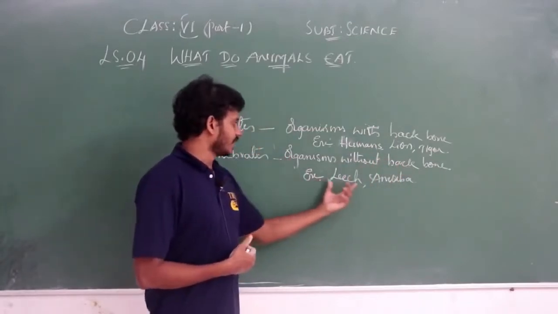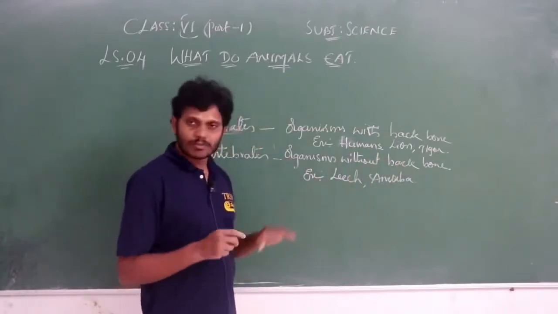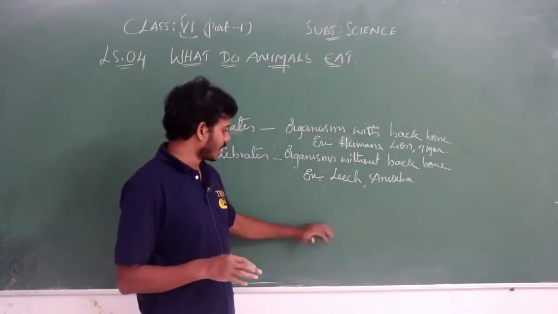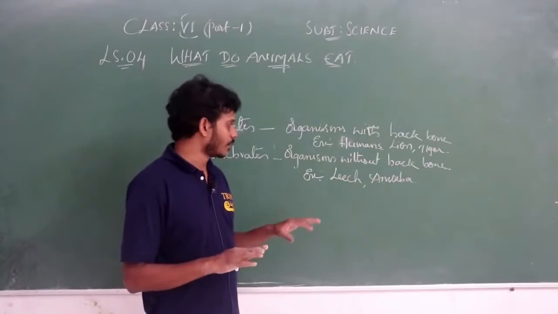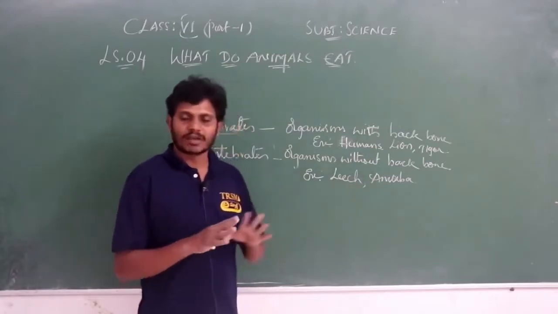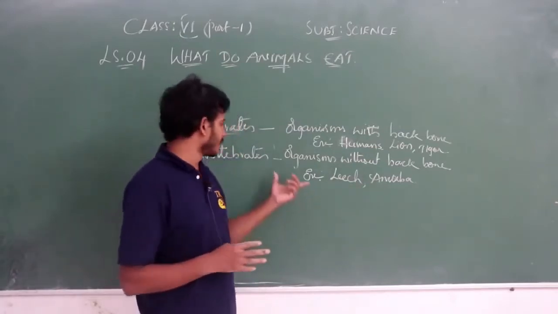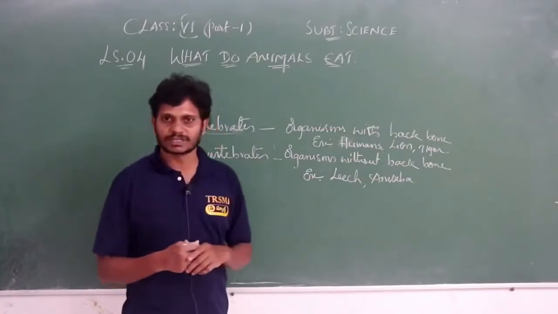And invertebrates are organisms without backbone, as I said. Examples for this: leech, it doesn't have a backbone, it just moves like this. Even the earthworm is also not having any backbone. Amoeba is not having any backbone. These come under invertebrates.